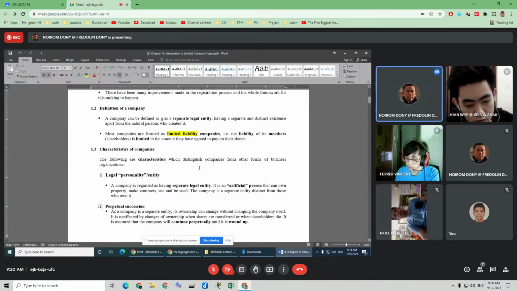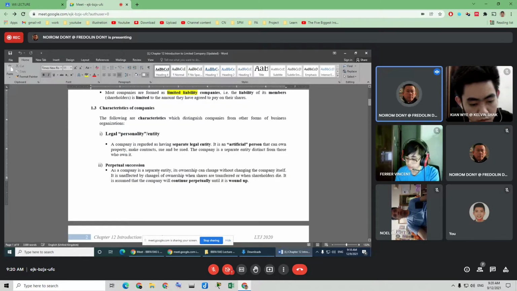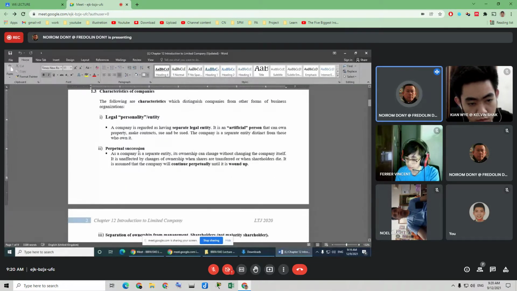So, like a sole trader, they are regarded as one, the owner and the business. If the business cannot pay, they can go after the owner. Okay, perpetual succession.